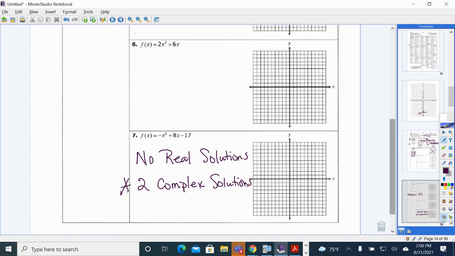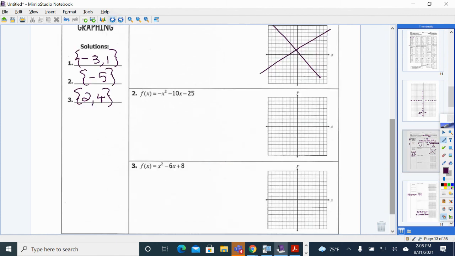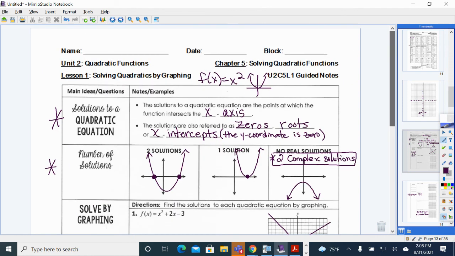All right, so those are your notes for this lesson. Again, this was lesson number 1 for chapter 5 on solving quadratic functions. And we will work on the assignment in class.